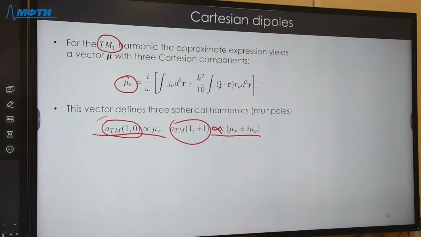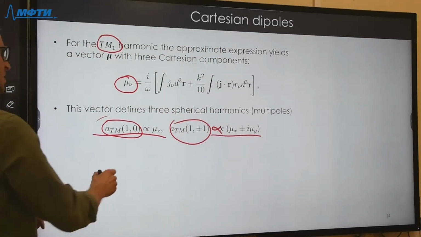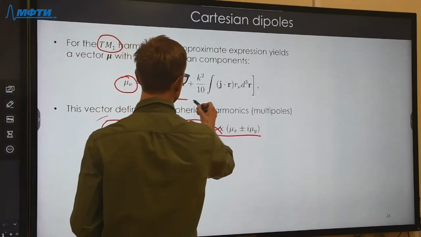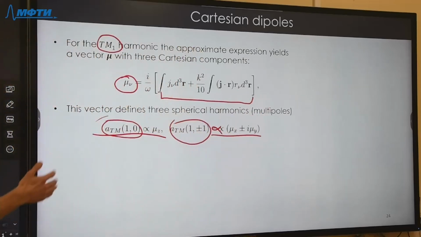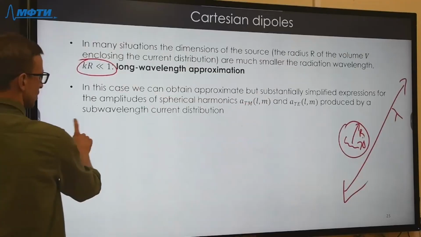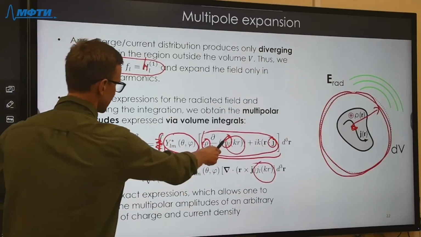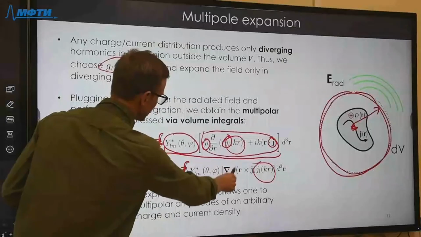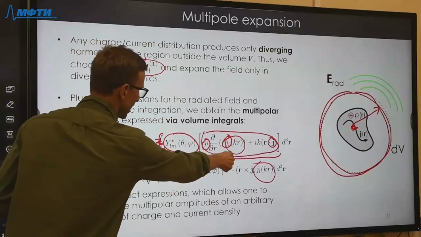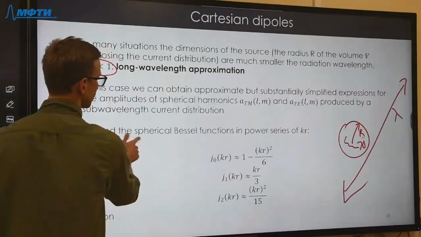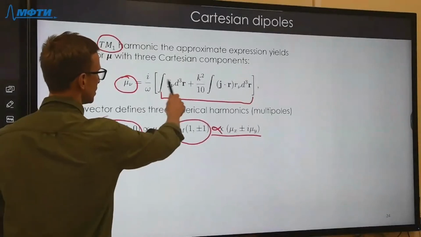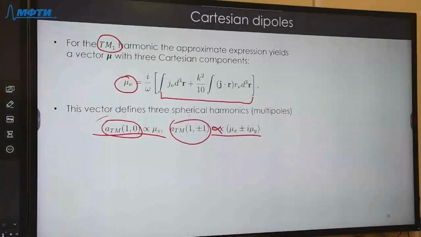So now let's try to understand what these 2 terms mean. These 2 terms originate from the expansion of the Bessel function in this Taylor series. So we had this spherical harmonic, we had the Bessel function. What we did is that we expanded this into Taylor series, and we obtained these 2 integrals, and you may already recognize at least one of them.